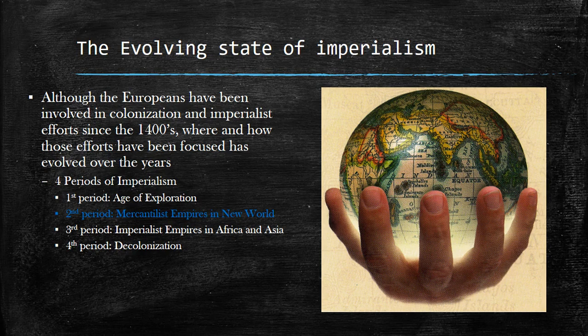Then we have the creation of mercantilist empires around the world, where you're going to see some new players introduced into the game. Eventually, we see Phase 3, which is the imperialist empires in Africa and Asia during the mid to late 1800s. And then finally, the final period of imperialism, which is decolonization, which happens in the late 20th century. So today we're going to talk about what's happening in Stage 2.